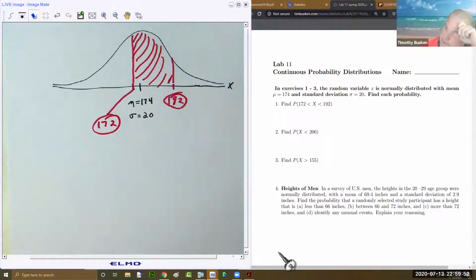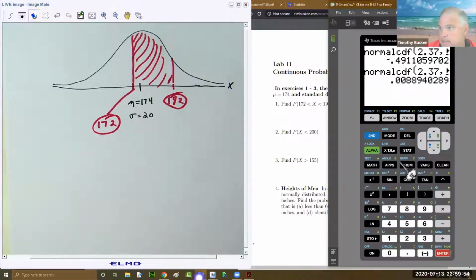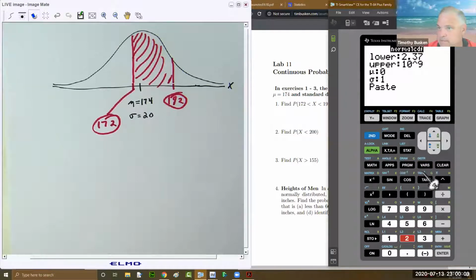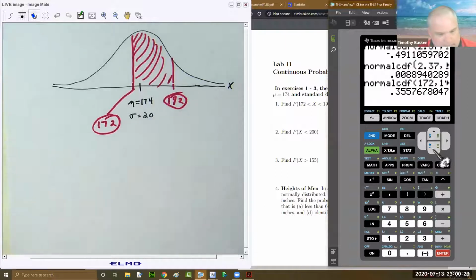And so I'm going to show you the easy way, and I hope that motivates you to do a problem like this way instead of using the Z table. I'm pressing second vars 2, bringing up the normal CDF command here. My lower boundary is going to be 172, my upper boundary will be 192. And I've got to change these values of mu and sigma to 174 and 20, away from 0 and 1. Paste that in, and bam, I am done.